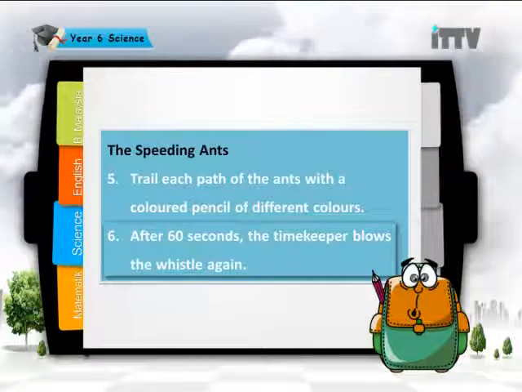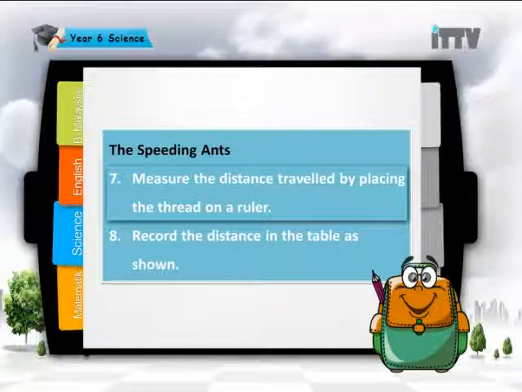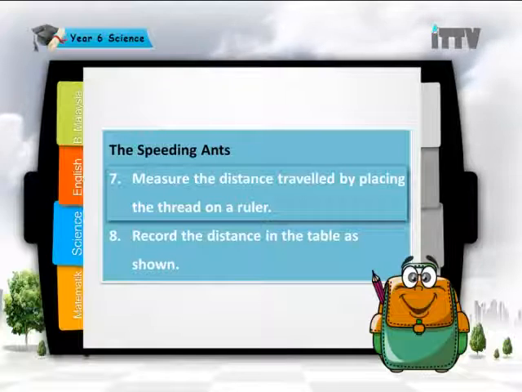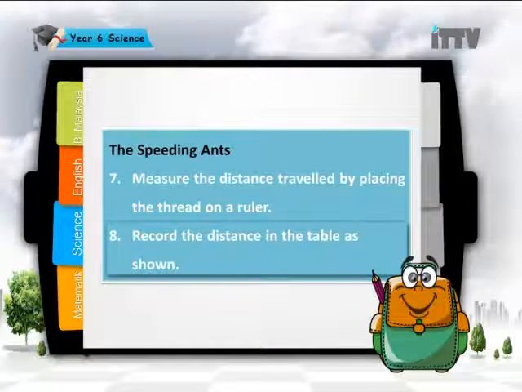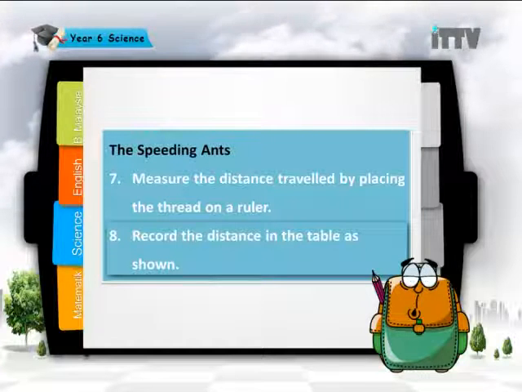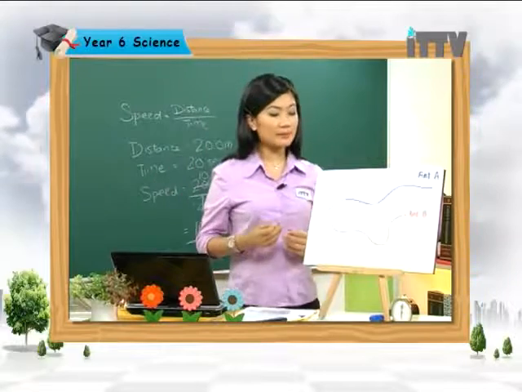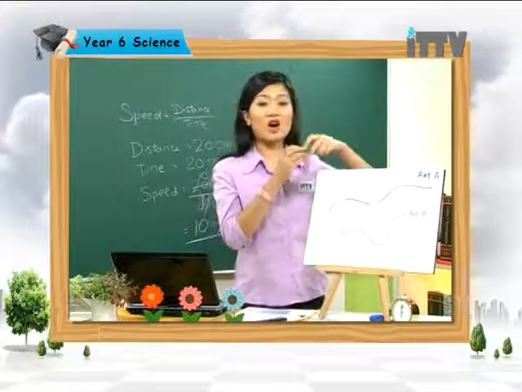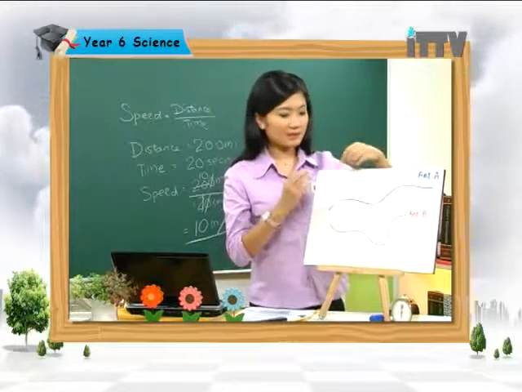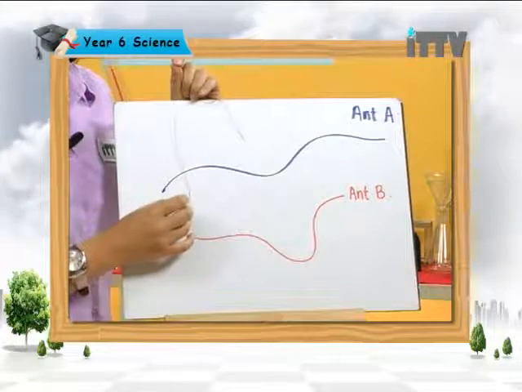After 60 seconds, the timekeeper blows the whistle again. Next, measure the distance traveled by placing the thread on a ruler. Then, record the distance in the table as shown. I will show you the table later. But first, let me teach you how to measure the path, the distance of the trail of the ants. This is the trail that I've gotten for ant A and ant B.